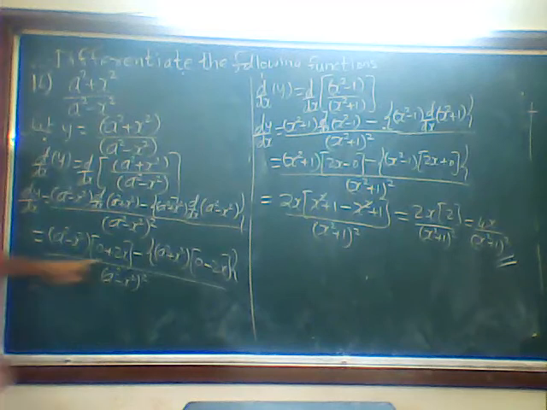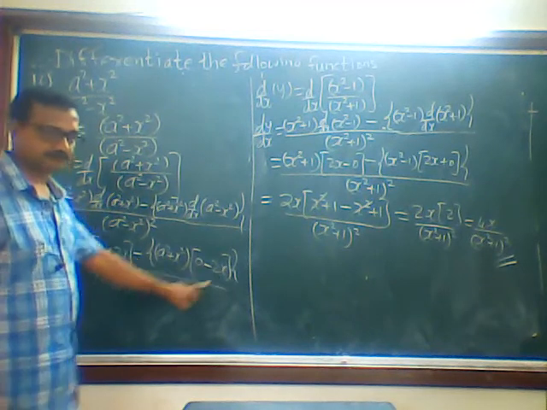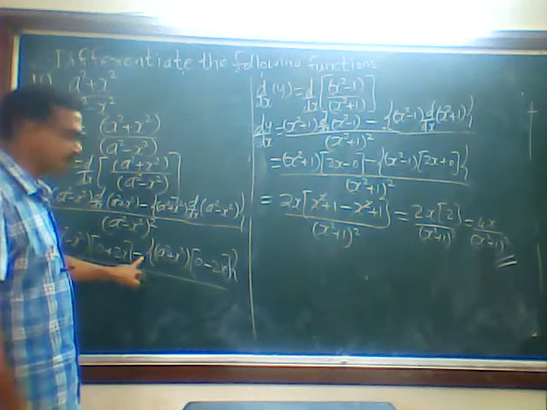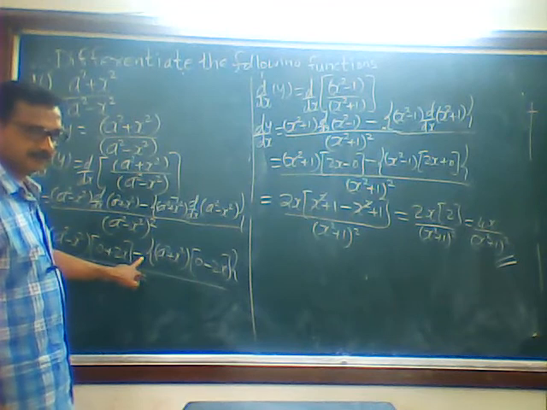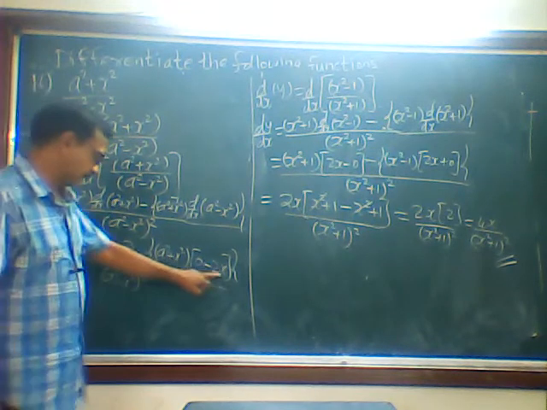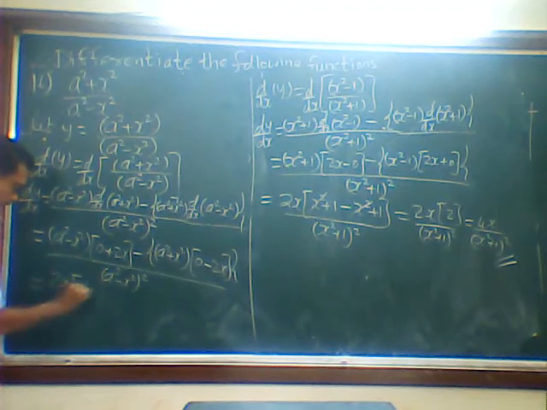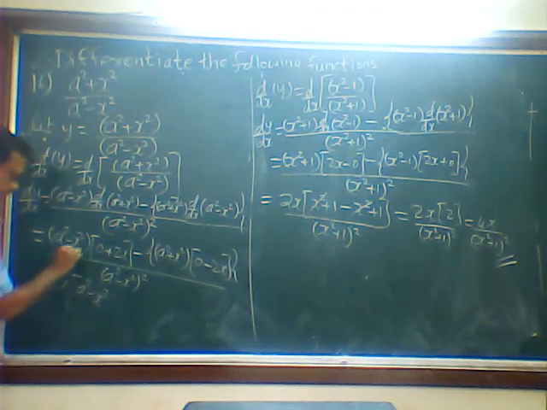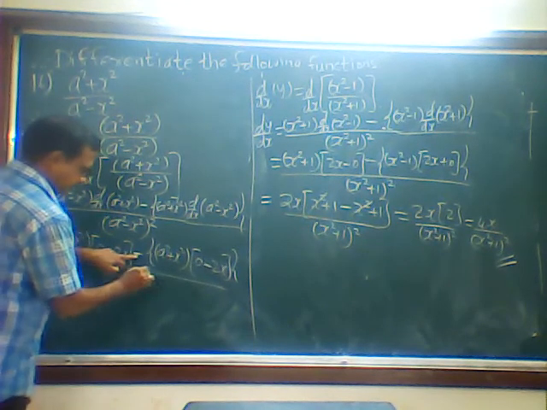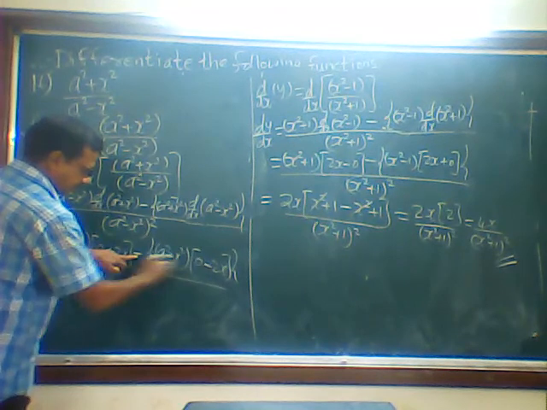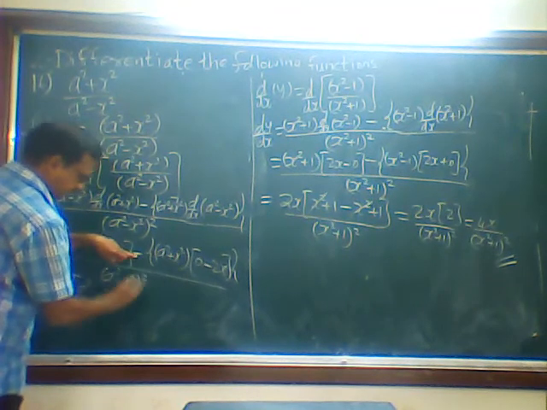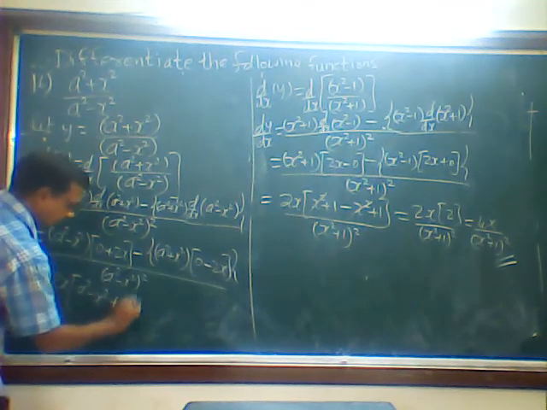Now here again 2x is common. This minus we will leave it to this. When we open the lower bracket, it will become plus. Okay. Again I will take out 2x common. So what is that? a square minus x square. Next, this minus and this minus. Minus into minus, it is plus, and this will be a square plus x square.